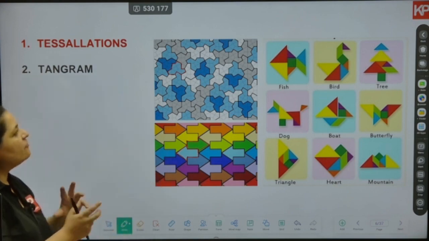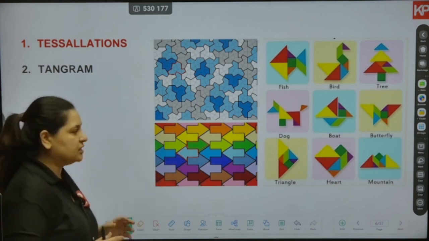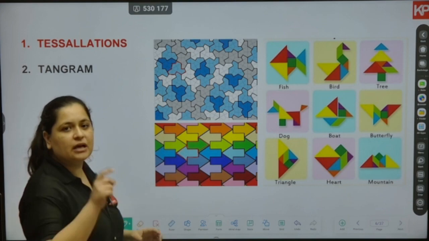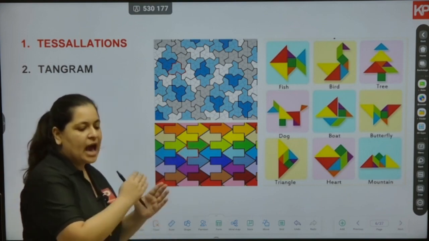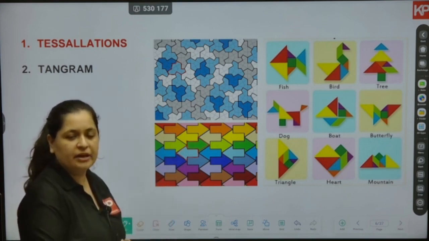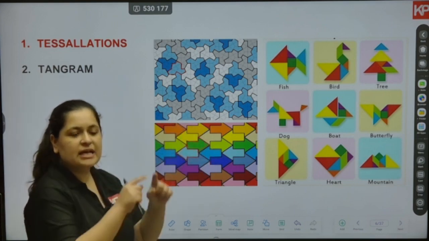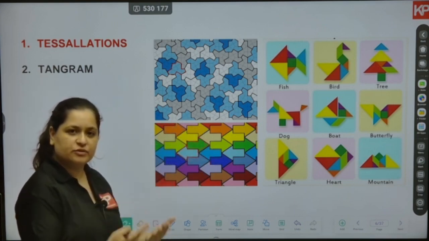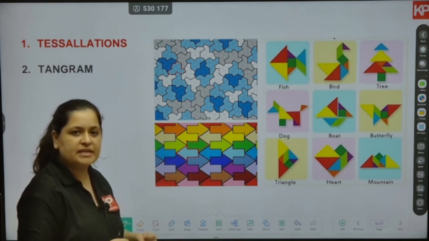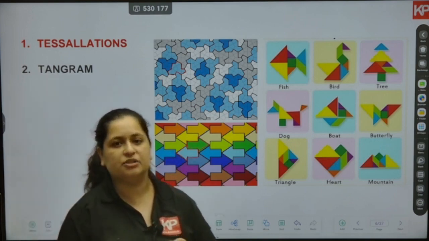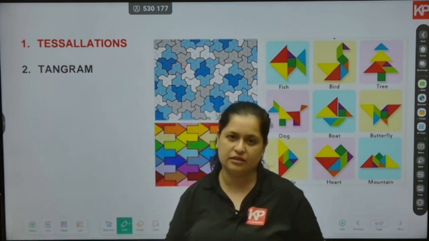Now, as you must have already observed, the difference between these two is, here we are keeping the object or the shape the same and we are repeating it an infinite number of times. And in tangram, out of one shape, that is a square, we are picking out pieces and then rearranging them to form various other shapes.